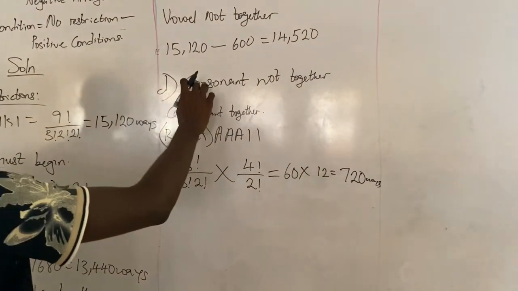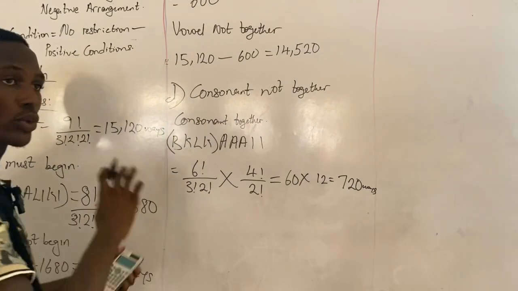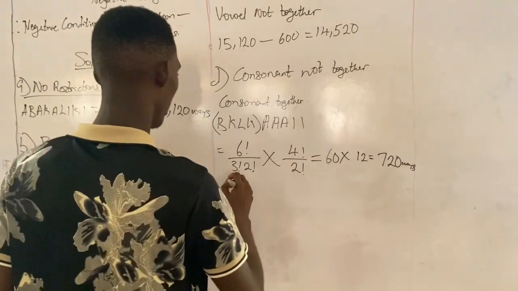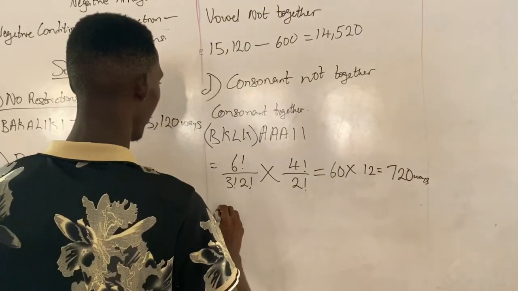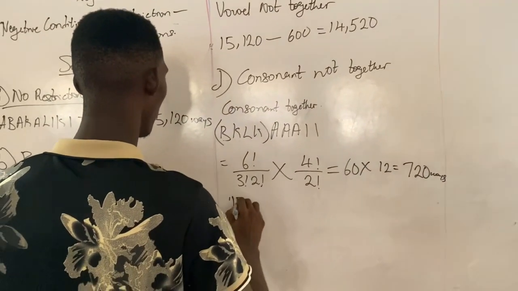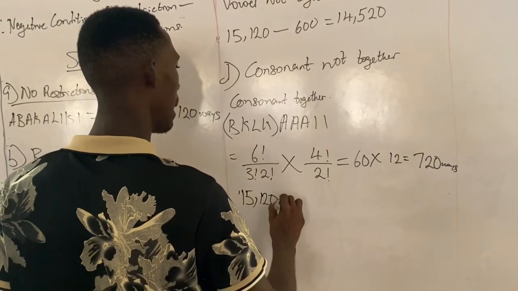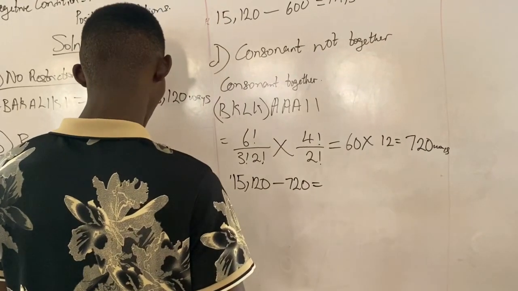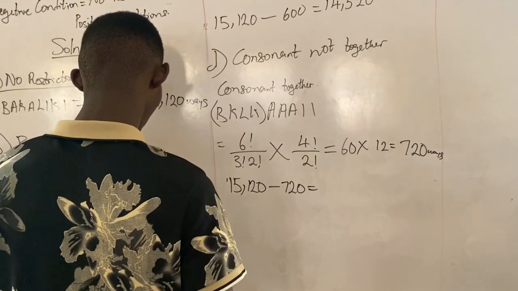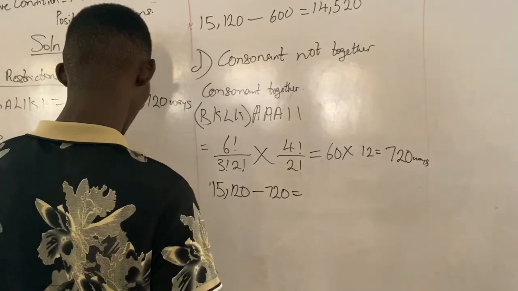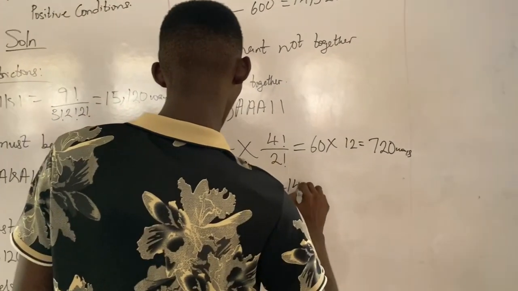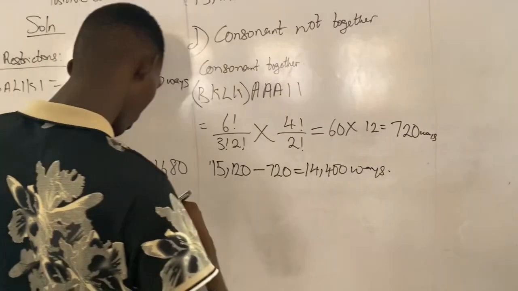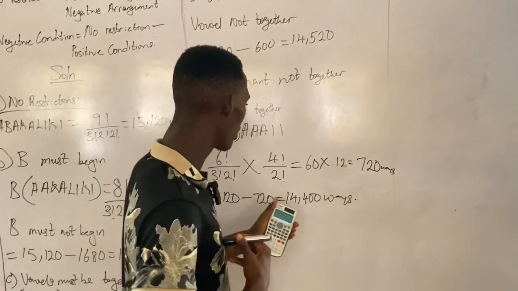Remember, the goal is consonants must not be together. And in order to get consonants not being together, you will get your no restrictions, which is 15,120 ways minus 720. That will give us what? 14,400 ways. So this will give us 14,400 ways.